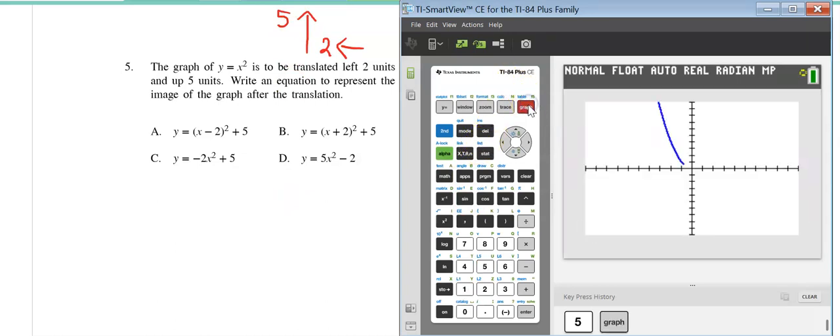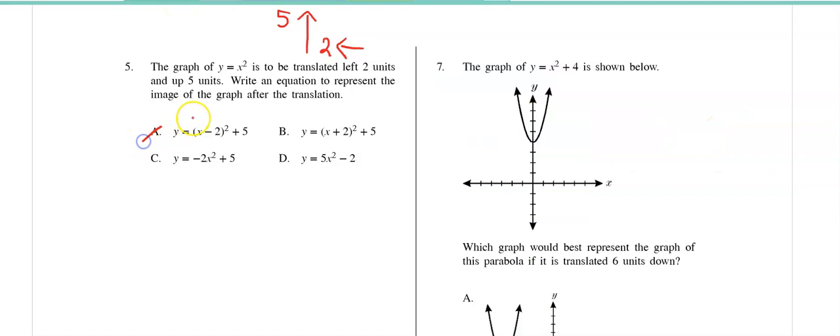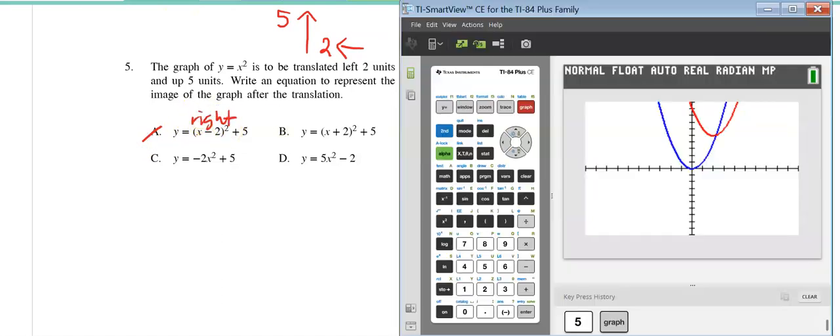So I'm going to hit graph. There's my original, and this one went right and up. So it went right 2 and up. So this would not be it. So this one moved right. Okay. Let's see what B did. So we'll go to B.